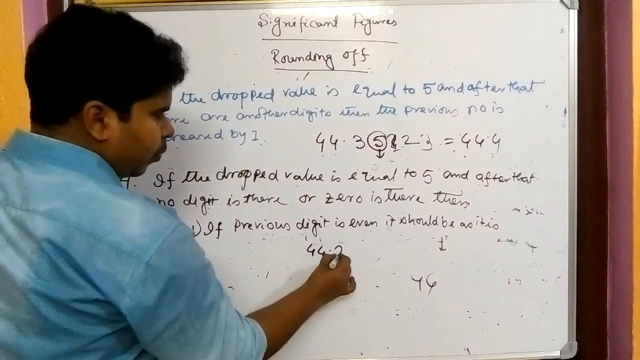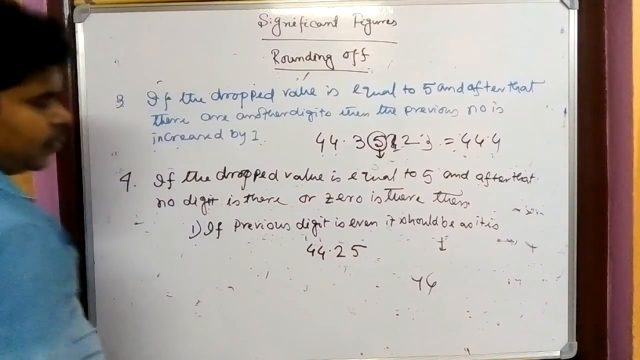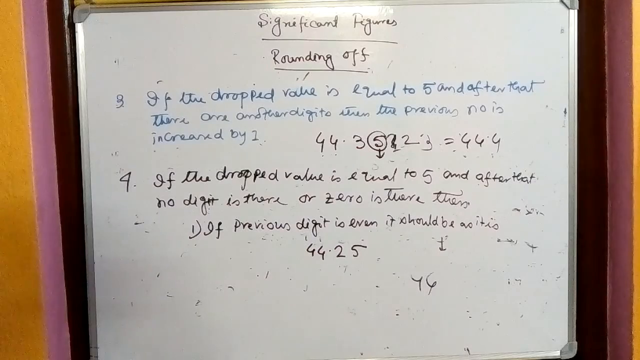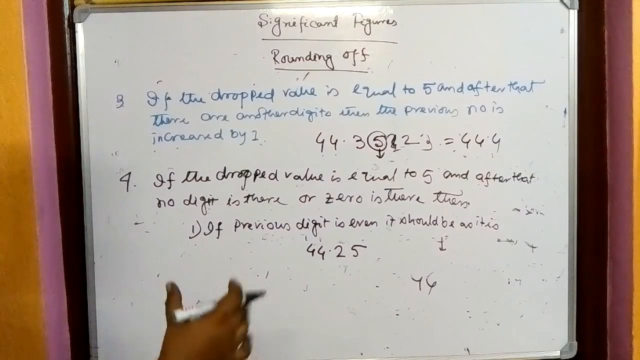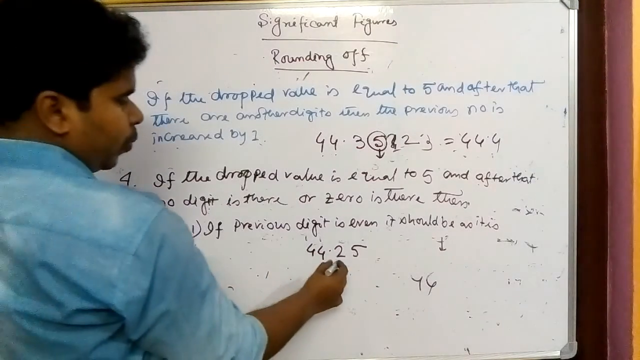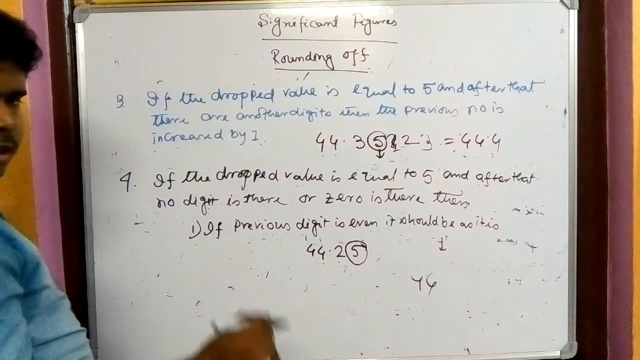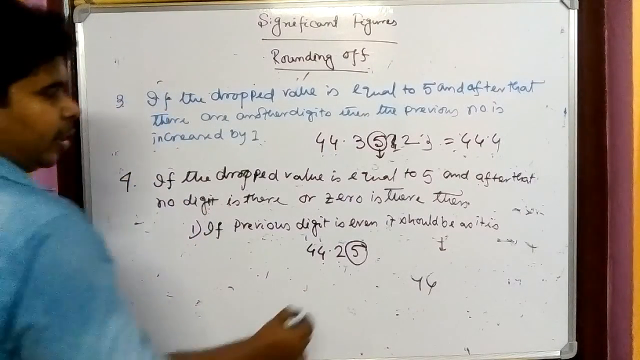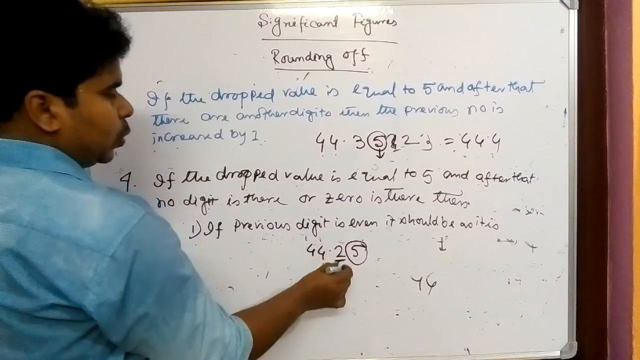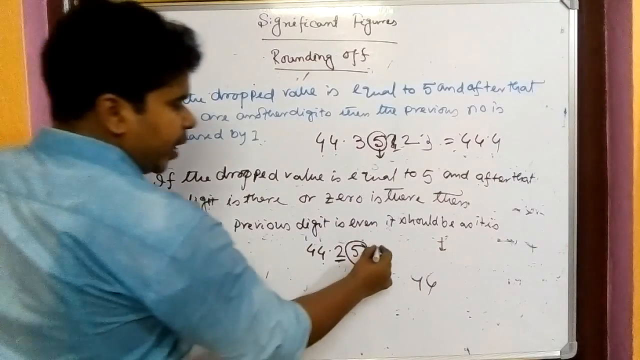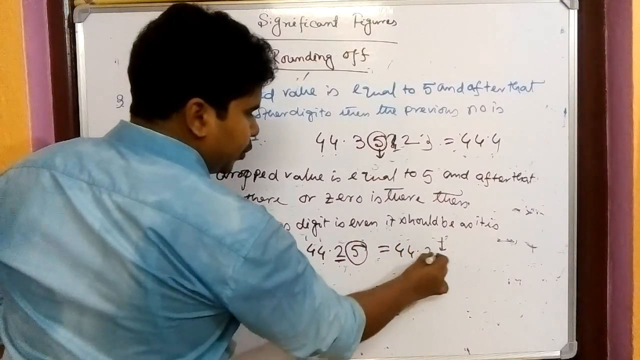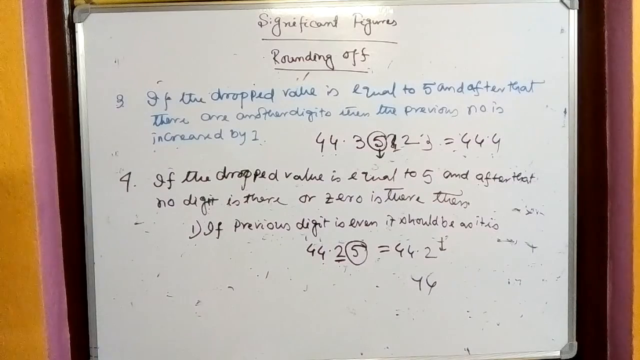That is 44.25. We have to round off to 3 digits. So it is 44.25, and 5 is the dropped value. The previous number 2 is even, so it should be as it is, 44.2. There shouldn't be any change.